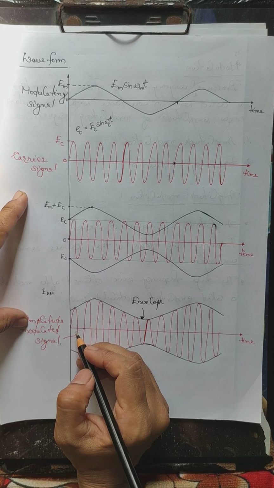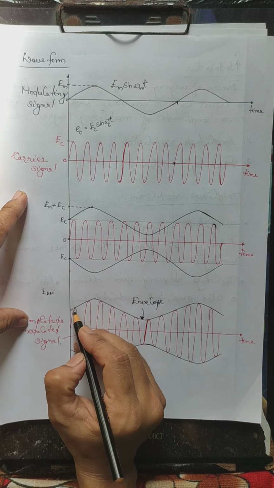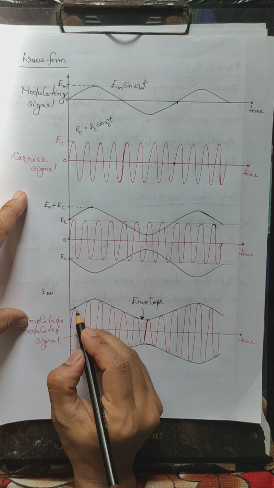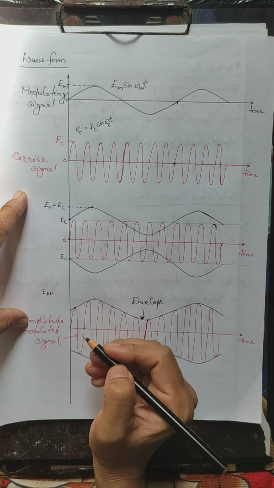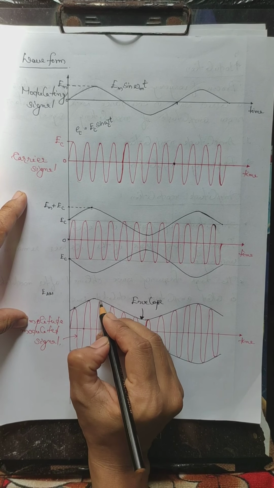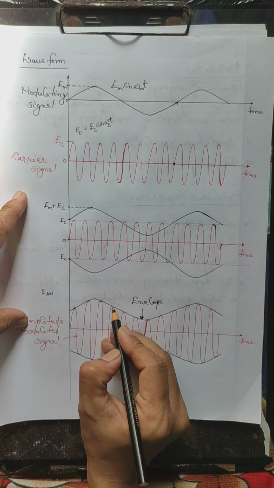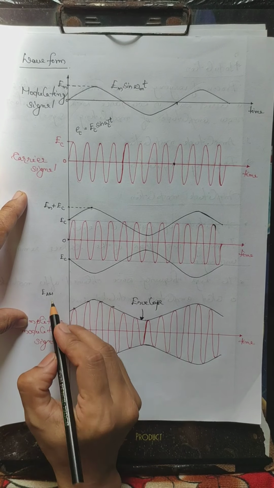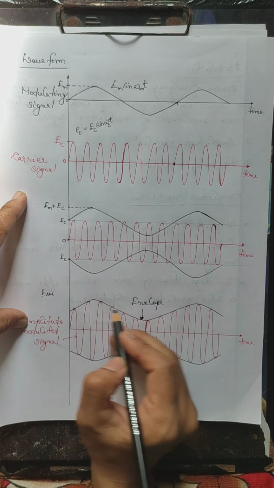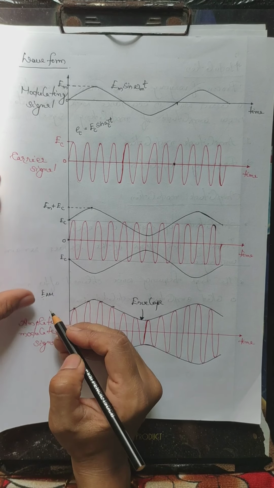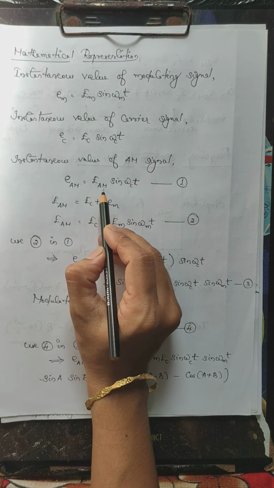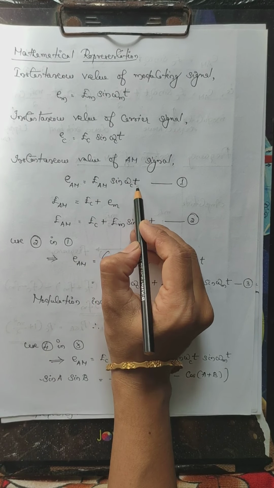So it is varying. We cannot assign a constant value to it. If we consider this cycle, maximum value is this much. For this cycle, maximum value is this much. For this cycle, maximum value becomes this. Here it is this much. So let us denote the maximum value of the amplitude modulated signal as EAM. So here it is maximum value EAM into sin omega t.